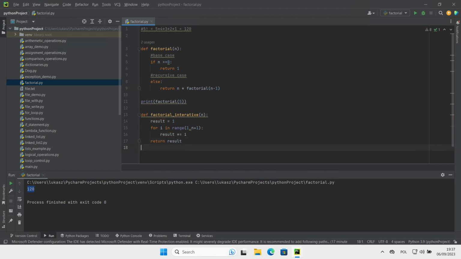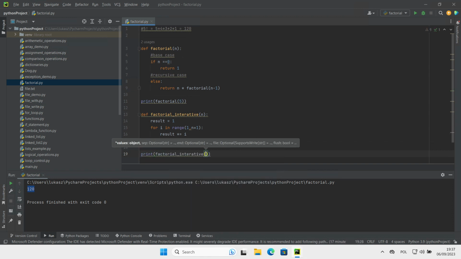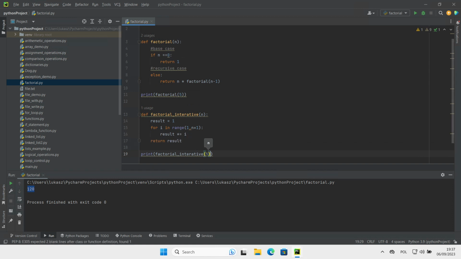result. So we have just used the for loop to calculate the factorial, and we can try to invoke this function. And yes, we can also see that this function returns 120.